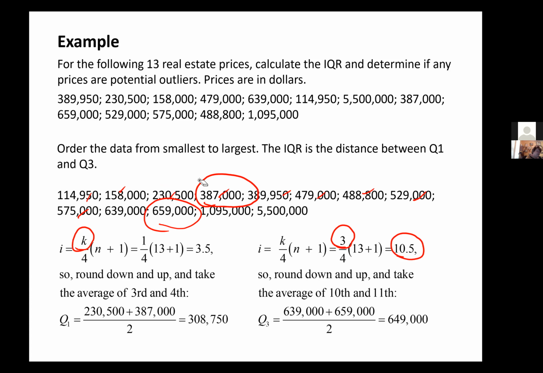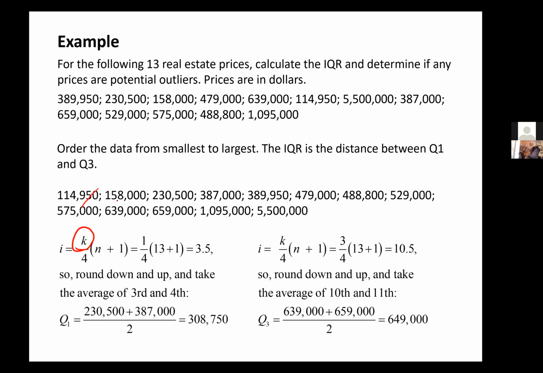So my first quartile is 308,750, and my third quartile is 649,000. Now, for a small data set like this, you can just look at it and determine what the quartiles are. The median is the middle data value. So since I have 13 data values, the median is going to be the data value smack dab in the middle. So it would be the 7th data value.